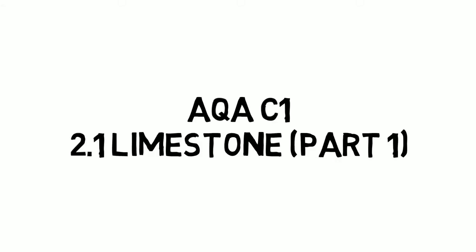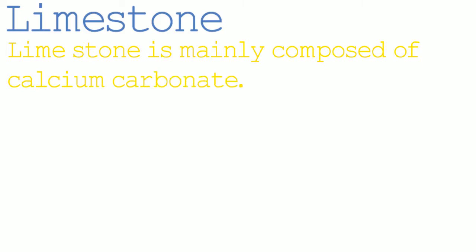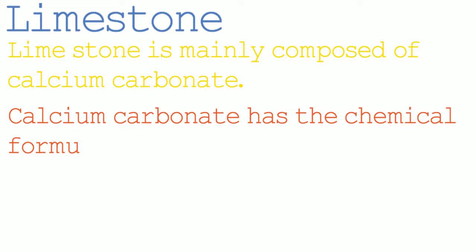Hi, this video is about limestone. Limestone is mainly composed of calcium carbonate. Calcium carbonate has the chemical formula of CaCO3. So this is made of calcium, carbon, and 3 oxygen particles.